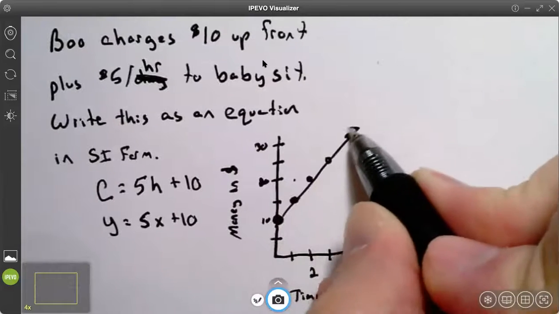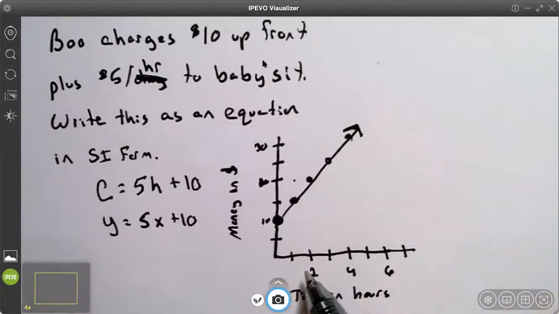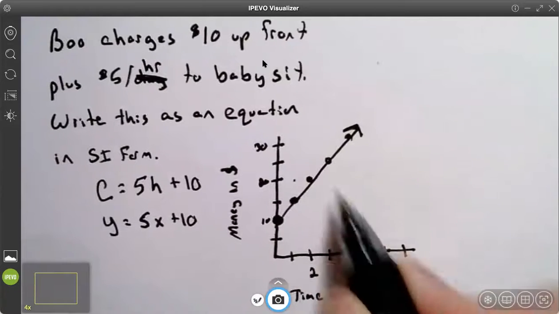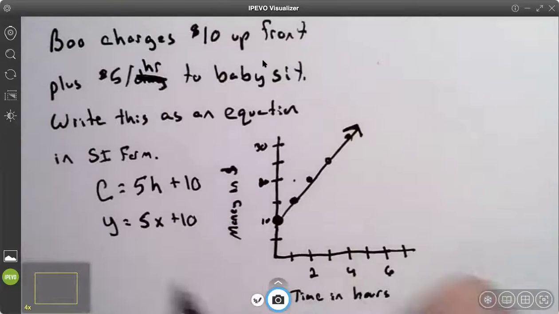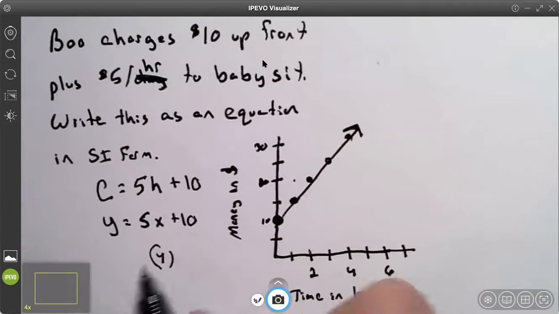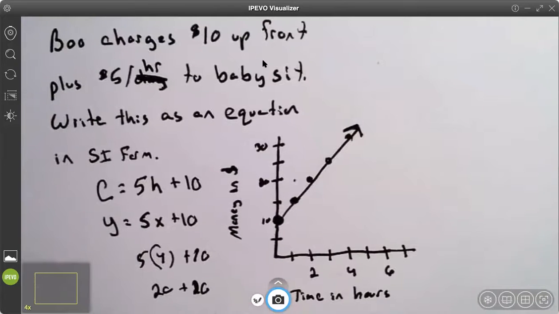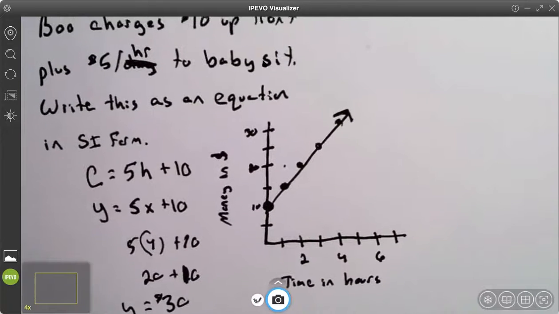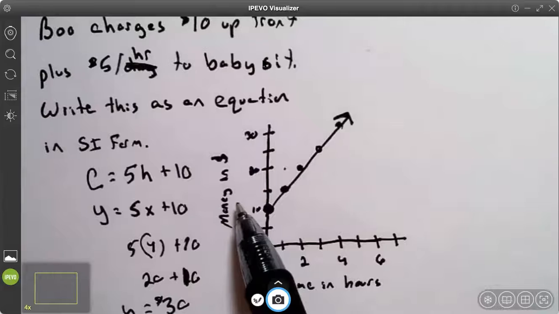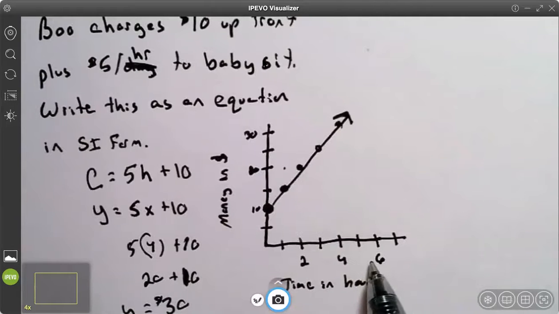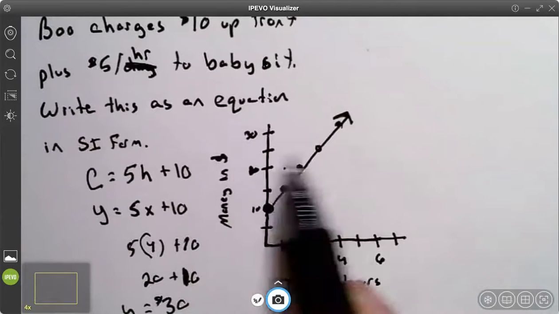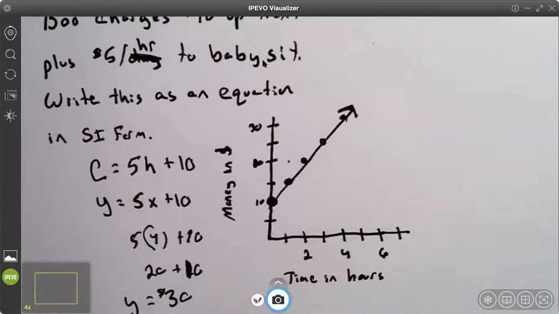Here's my line. And I could look at the chart and say, okay, 1 hour is $15, 2 hours is $20, 3 hours is $25, 4 hours is $30. Or I could plug in 4 hours and I would also get $30. What happens on the y-axis depends on what happens on the x-axis. The amount of money you make babysitting depends on how many hours you work.